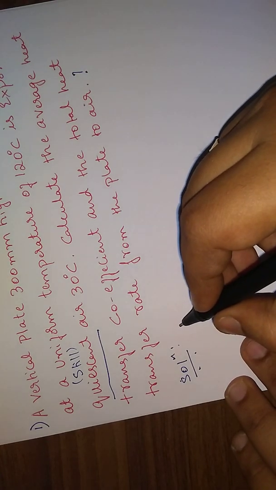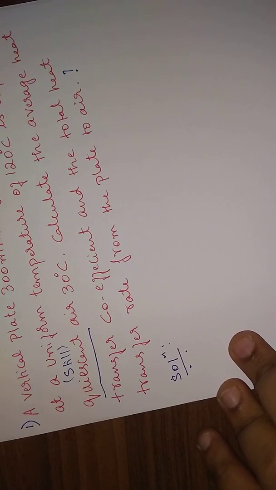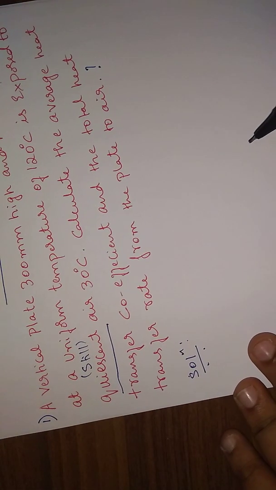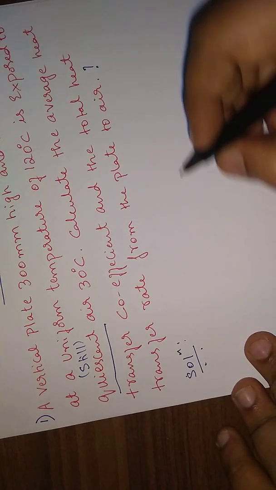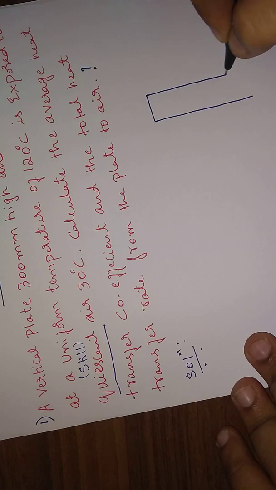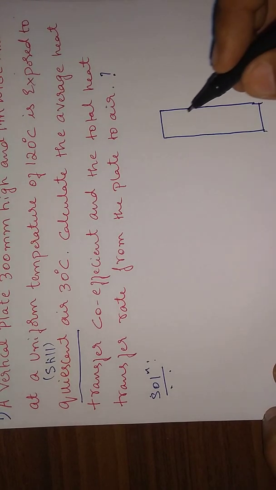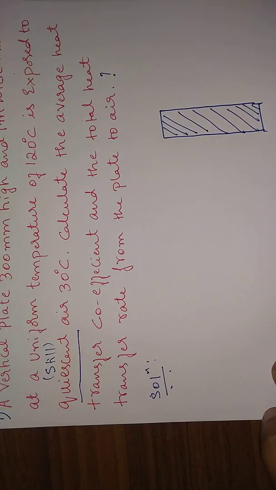Now please try to write down a small sketch, as I'll be doing in every class, that you are supposed to write a small sketch for the given problem. So it is a vertical plate. The plate has been placed in a vertical manner. Write a small sketch here. This is the vertical plate you are having, which is placed in the atmosphere.